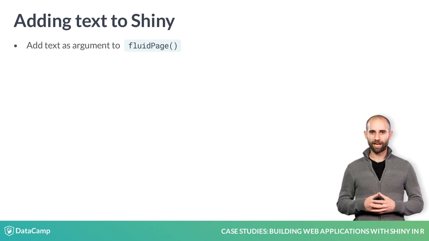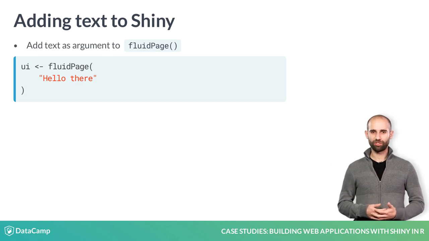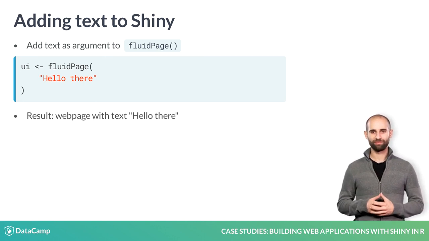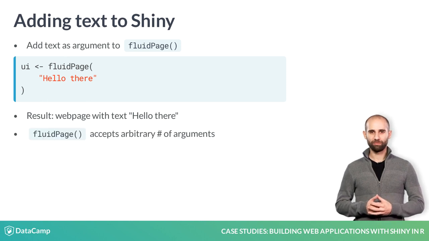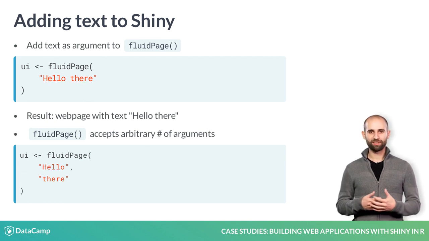To add text to a Shiny app, all you need to do is add the text inside fluid page as an argument. A Shiny app with this UI definition will result in a web page that shows the text, "Hello there." The fluid page function can also accept as many arguments as you want. To add more strings, you simply add them all inside fluid page, separated by commas. Note that there is no difference visually between these two examples. The arguments passed to fluid page are joined together, so both examples produce exactly the same result.